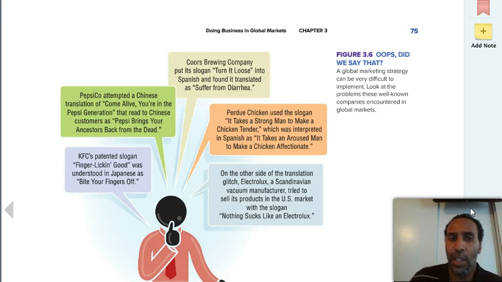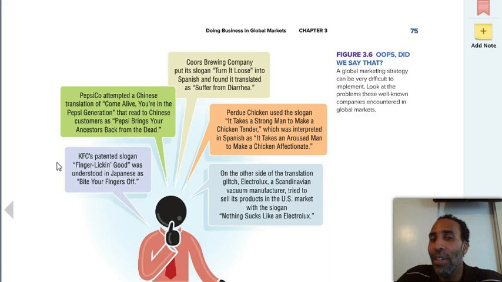KFC's patented slogan "Finger licking good" was understood in Japanese as "Bite your fingers off." Pepsi Company attempted a Chinese translation of "Come Alive, You're in the Pepsi Generation" that read to Chinese customers as "Pepsi brings your ancestors back from the dead." Coors Brewing Company put its slogan "Turn it loose" into Spanish and found out it translated as "suffers from diarrhea." Purdue Chicken used the slogan "It takes a strong man to make a chicken tender," which was interpreted in Spanish as "It takes an aroused man to make a chicken affectionate."